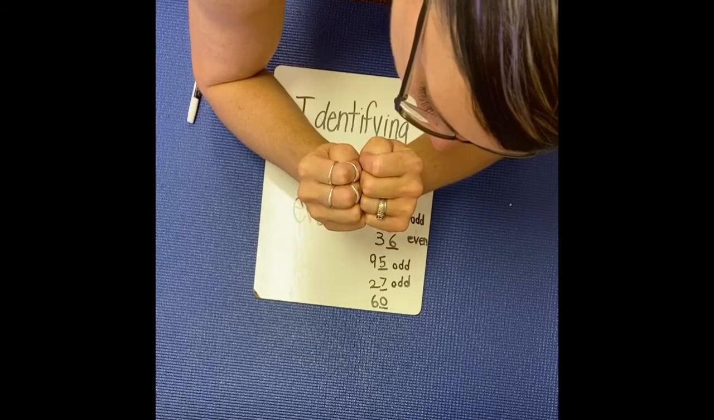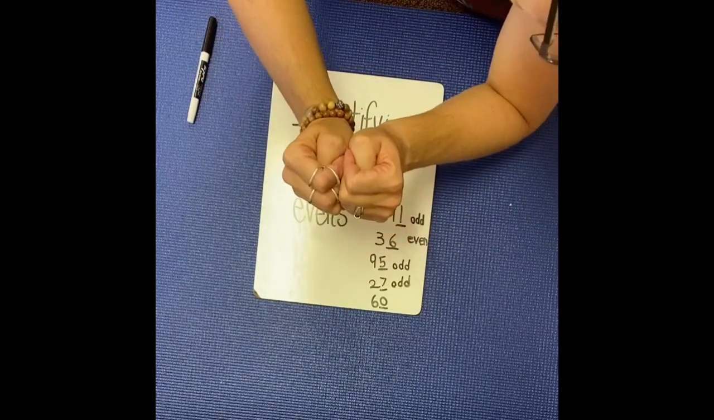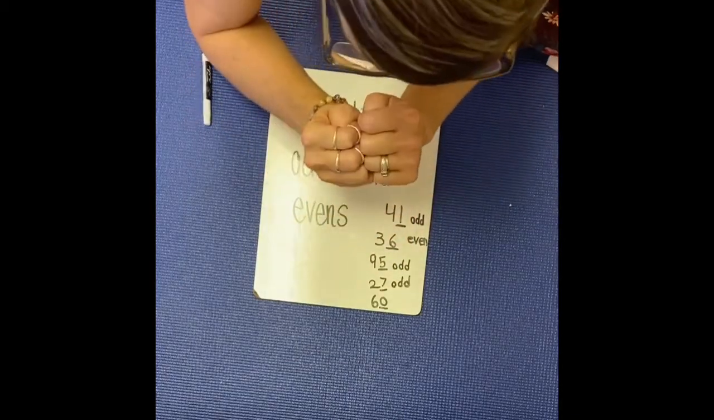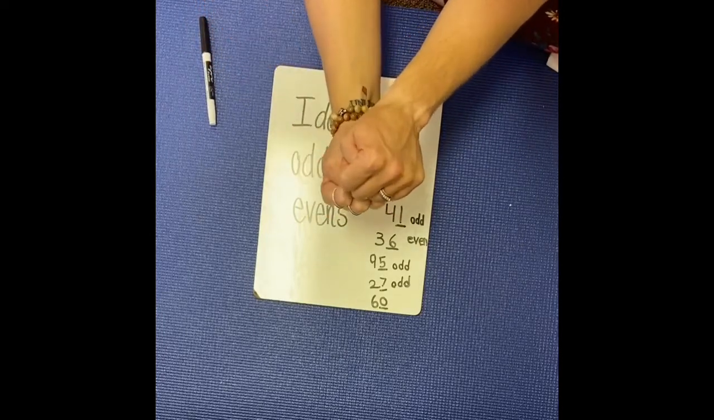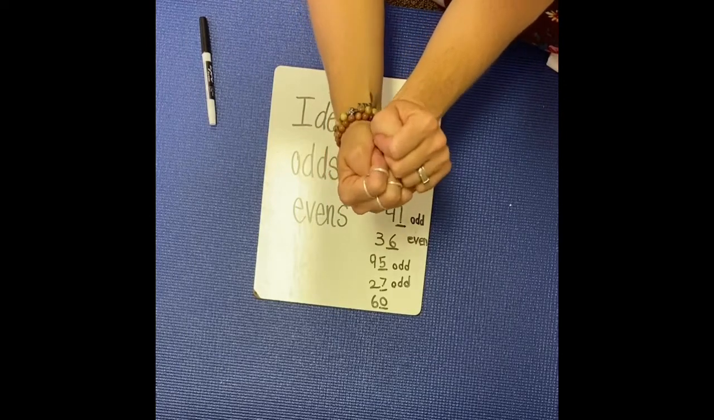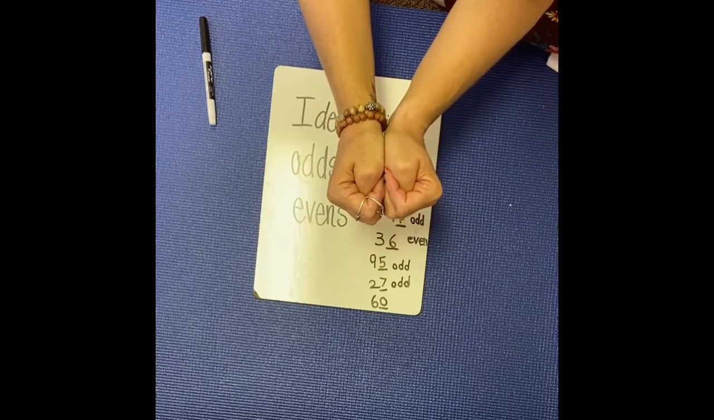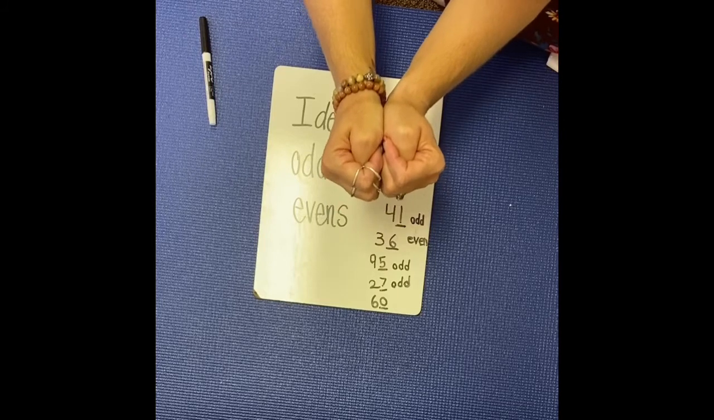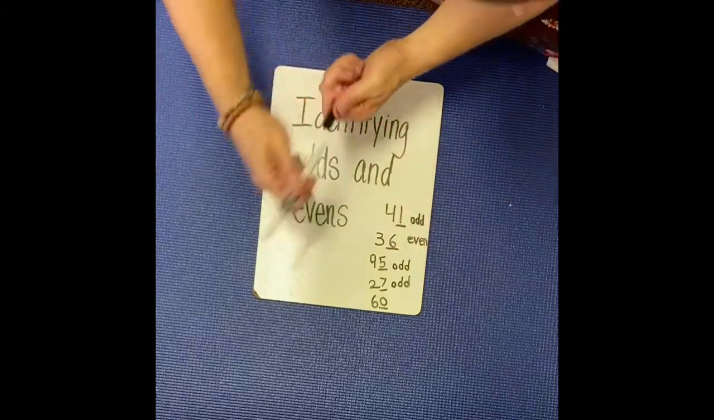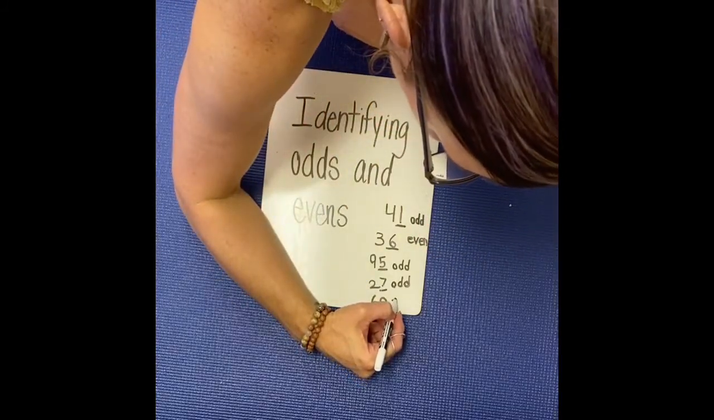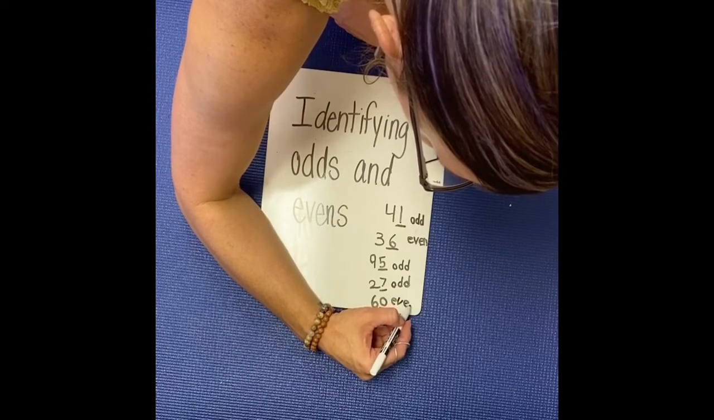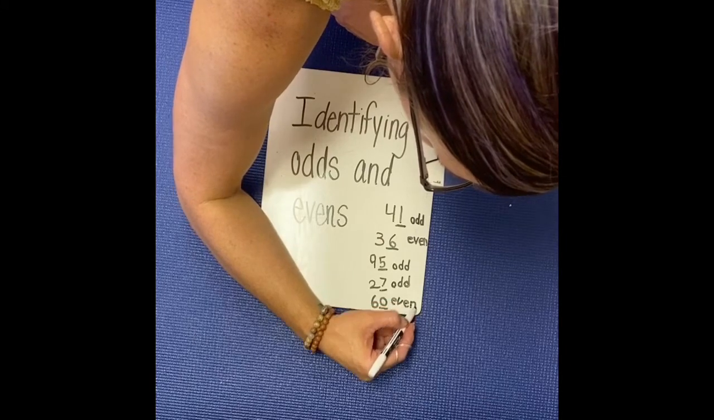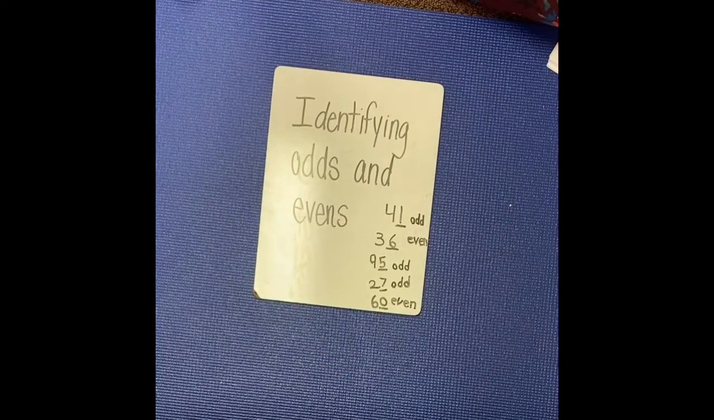Ta-da! I have 0 fingers. Do you see that? 0 fingers. Now, is there anyone left out? No, nobody's all by themselves. So when you have a 0, the number is even because there's nobody all by themselves. It's just like when you look at the number 10, it also ends in a 0 and nobody's all by themselves. So the number 60 is even.